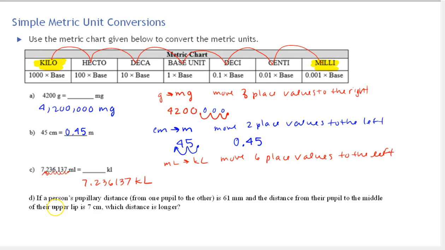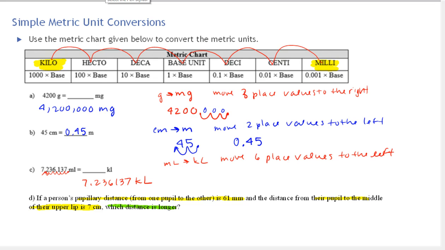Let's look at this last example of an application. If a person's pupillary distance, that's the distance from one pupil to the other, is 61 millimeters, and the distance from their pupil to the middle of their upper lip is 7 centimeters. I know you're all measuring this right now. We want to know which distance is longer.